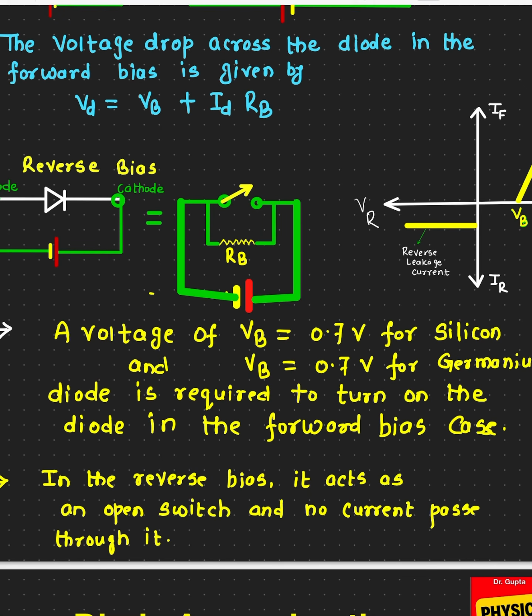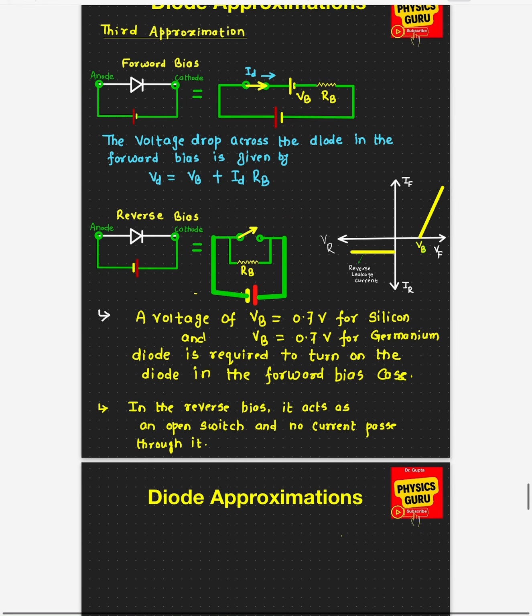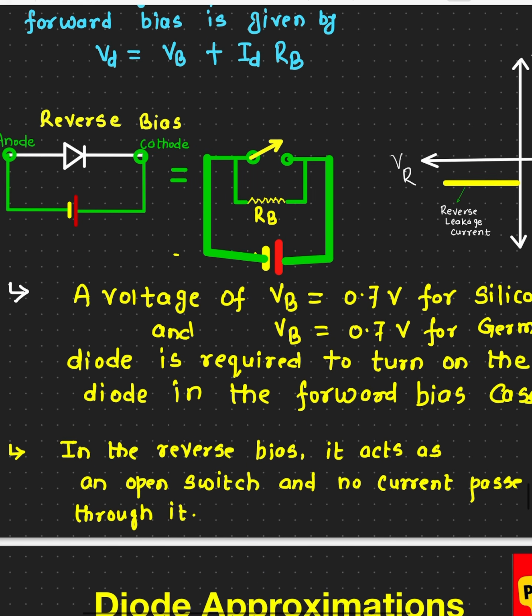Okay, so why did I do this? Now let's say if I supply a voltage, then there will be some current in the circuit. In the first approximation, the current was exactly equal to 0, but that's not the case in the third approximation. In the third approximation, there is some resistance of the diode, and the current can pass through it.